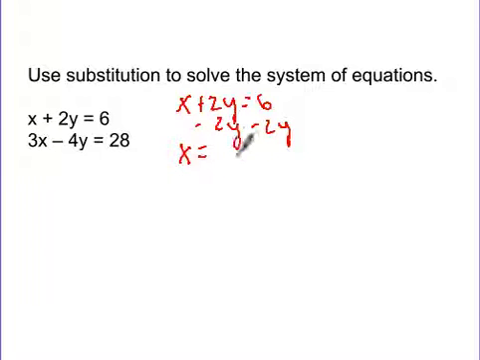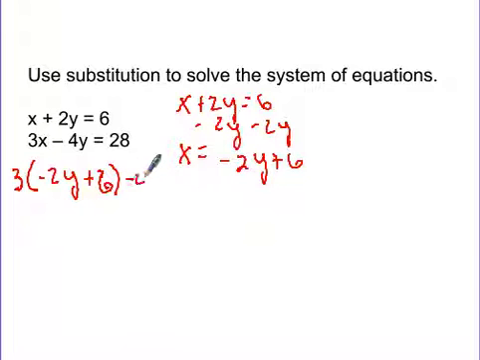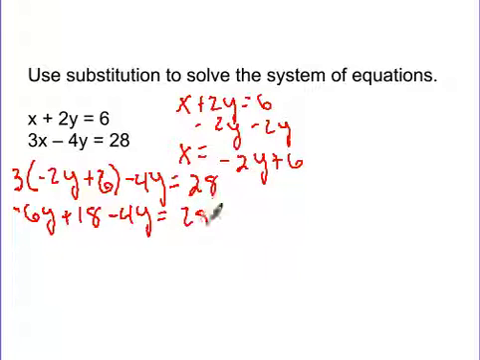now I know what x equals. x equals negative 2y plus 6. So now I can substitute in x into the other equation and solve for y to begin with. So I would have 3 times (negative 2y plus 6) minus 4y equals 28. Negative 6y plus 18 minus 4y equals 28.